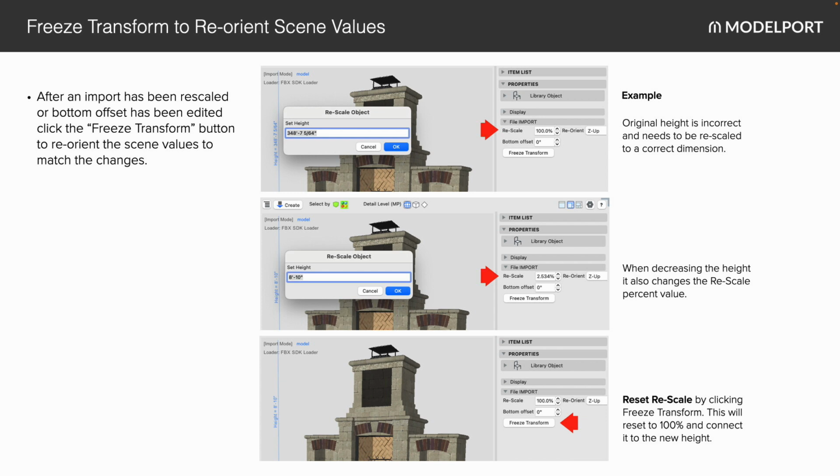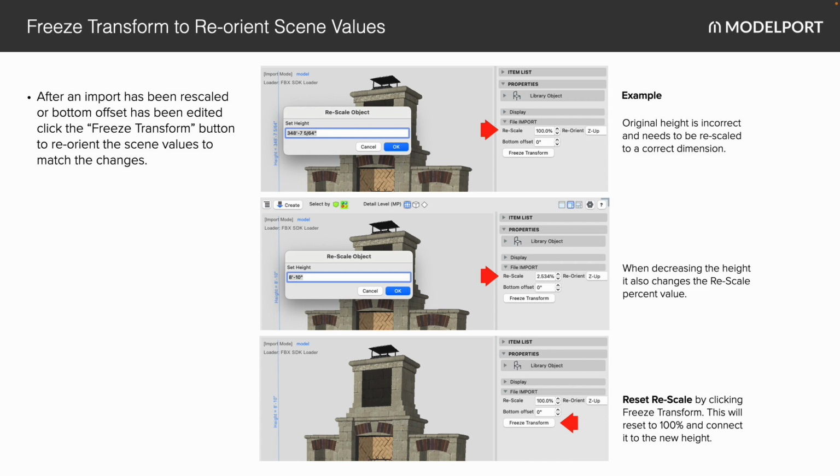So what would you do? You'd click into the ModelPort editing window. You'd click the height, interactive height option there. Brings up the rescale object dialog. You type in, change it to 8 feet 10, like you see in the middle. Go OK. That's all great.